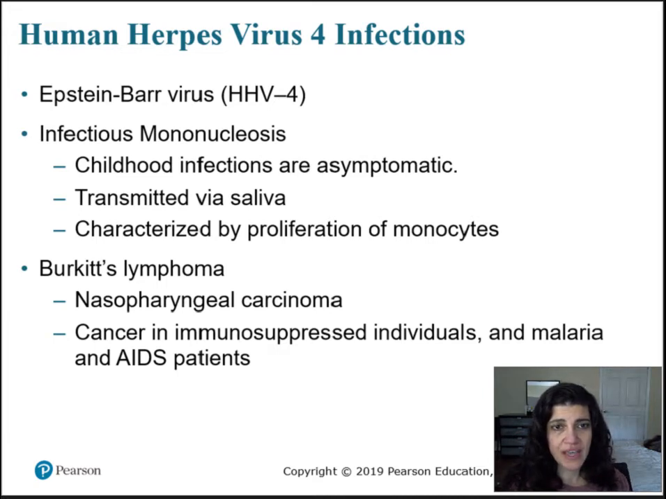Epstein-Barr virus, or HHV-4, human herpesvirus 4, causes diseases such as infectious mononucleosis and Burkitt's lymphoma, and it's associated with diseases like nasopharyngeal carcinoma and other cancers in patients that are immunocompromised due to malaria or AIDS.